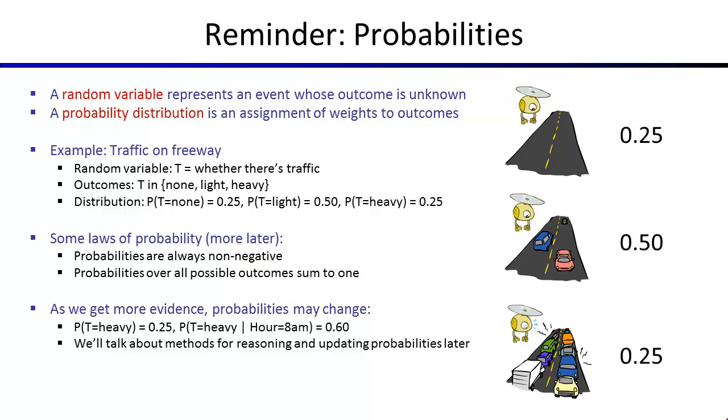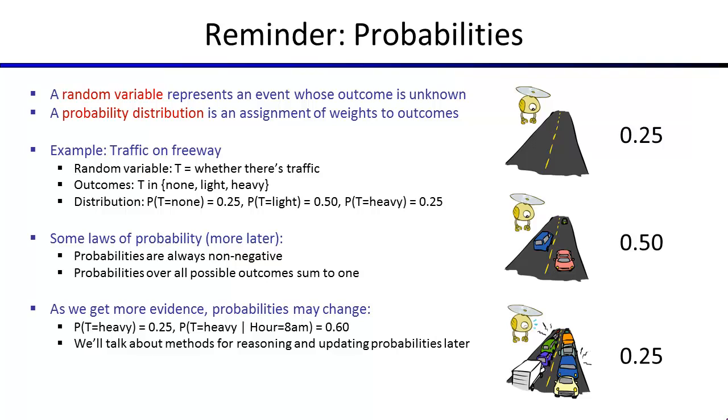Formally, and this is stuff, again, that should be familiar to most of you, probabilities involve these things called random variables. We like to think of random variables as an event whose outcome is unknown. So random variables have multiple possible values, just like a variable in a CSP, right? But we don't get to pick the outcome of a random variable. It's going to be one of those values, but with some probability distribution. A probability distribution is an assignment of weights to the outcomes that the random variable can have.